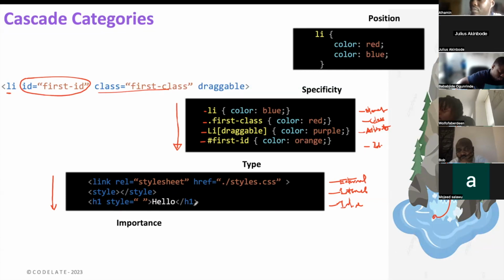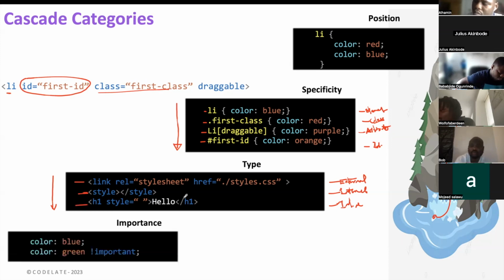So the inline is more powerful than the other two. What that means is that, which we've done before, if you set the same style in an external sheet, and in an internal sheet, and you now set it inline, the one you set inline is what you're going to see on the browser. Without spending too much time on that, because we already checked that, let's look at the final one, importance.